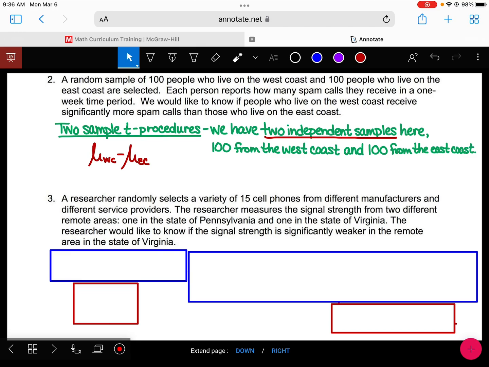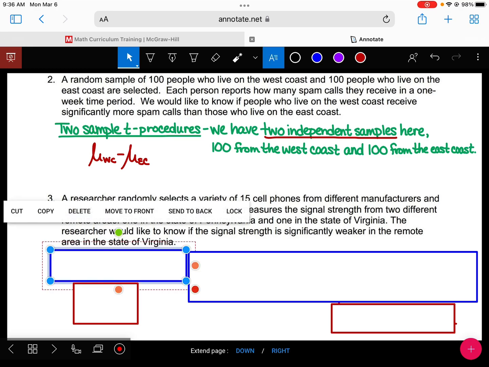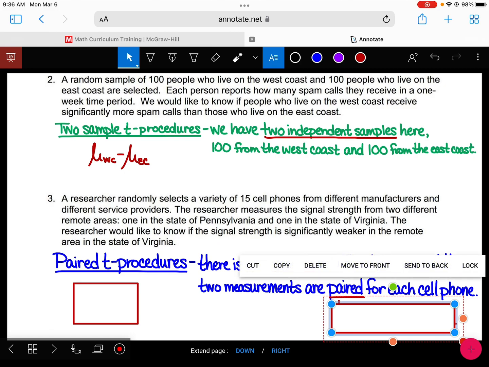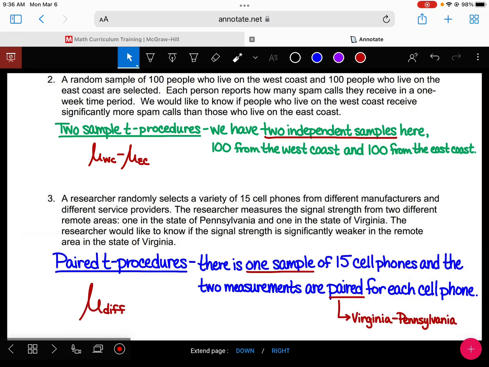What information are they collecting about those 15 phones? Signal strength in Pennsylvania versus Virginia. Yeah, so they have signal strength in Pennsylvania minus signal strength in Virginia, or the other way around. They are subtracting that for each phone and then calculating the average. So this would be a paired t procedure. One sample of 15 phones and two paired measurements.